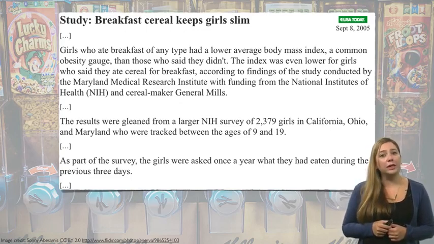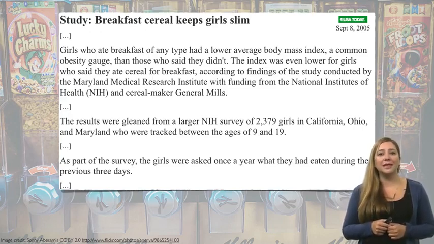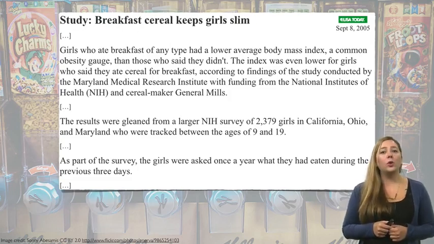The results were gleaned from a larger NIH survey of 2,379 girls in California, Ohio, and Maryland who were tracked between the ages of 9 and 19. As part of the survey, the girls were asked once a year what they had eaten during the previous 3 days. The title of the article says, "Breakfast cereal keeps girls slim."